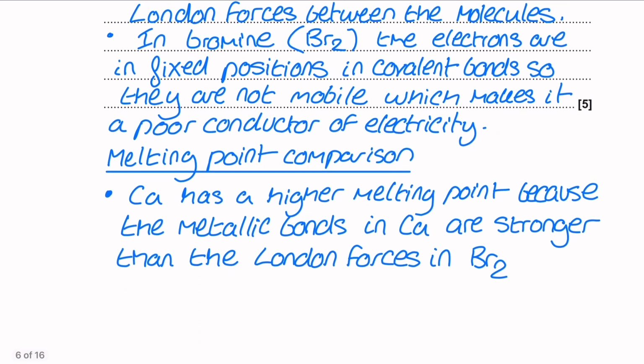Then for my final point here, I've not actually gone into melting point much here. When it comes to melting point, I need to either talk about bonds being broken or intermolecular forces being broken where appropriate. And if I have a giant metallic lattice or a giant ionic lattice or a giant covalent lattice, I need to talk about bonds being broken. But if I've got a simple molecular lattice like I have for the bromine, I need to talk about those intermolecular forces being broken instead. Calcium has a higher melting point because the metallic bonds in calcium, it's a giant metallic lattice, are stronger than the London forces because it's a simple molecular lattice in bromine. And that gets me all 5 marks.